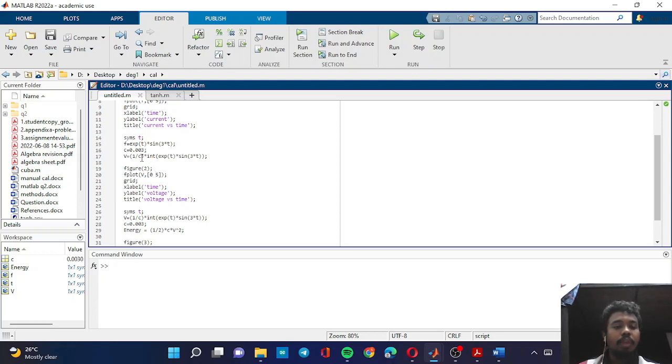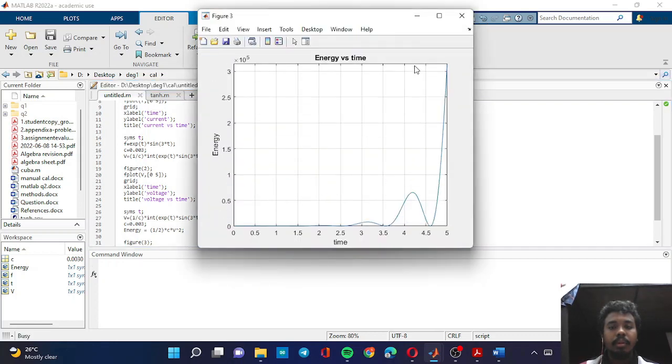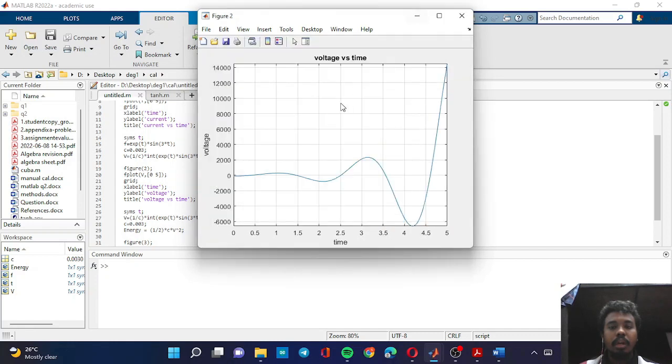The formula to find the voltage, when given a capacitor and current, is 1 over C times the integral of the current. To plot the graph I use fplot, and the title is voltage versus time, and then I press run to show the graph of voltage versus time. The maximum voltage is 14,000 at time 5.